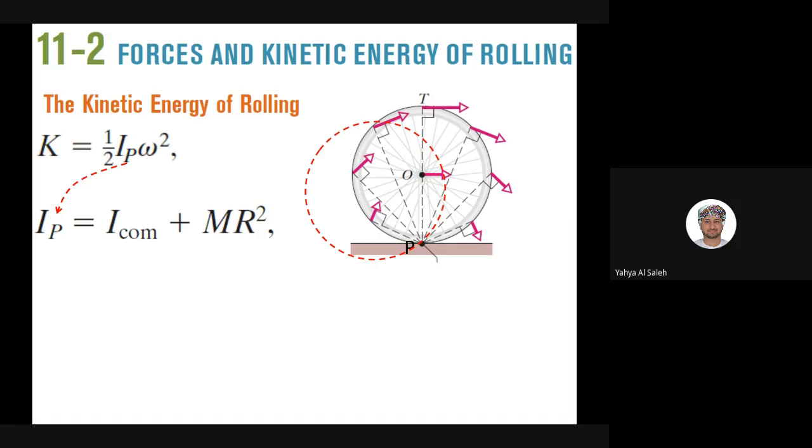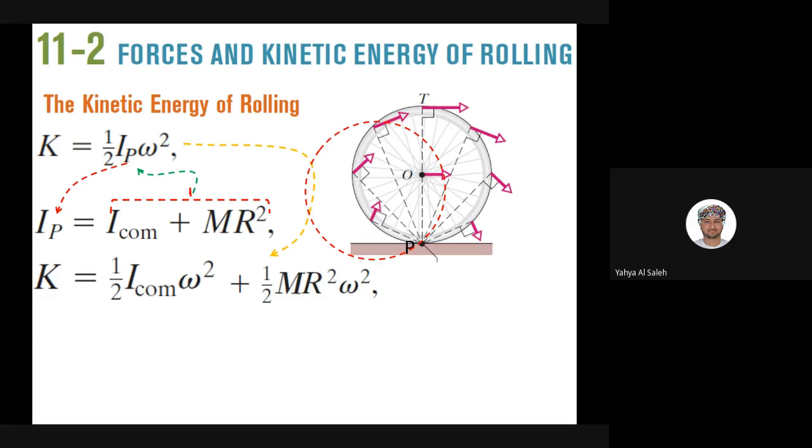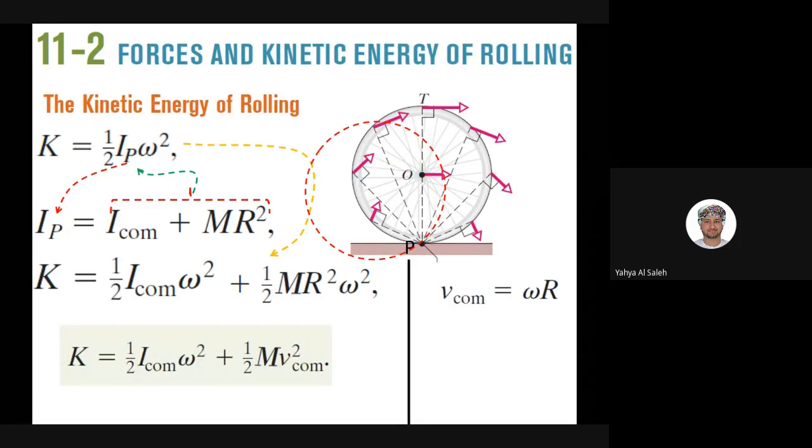Now we know for a disk at I center of mass, we know what it is, so we just add m r squared. That is fine. We end up with this, our kinetic energy total for something that is moving in a circle.